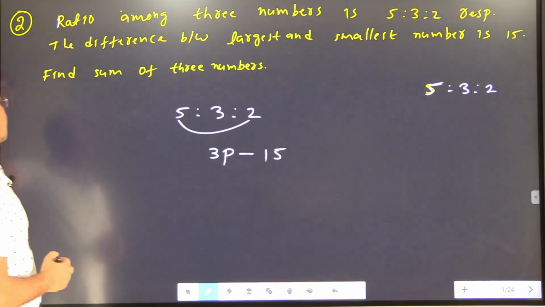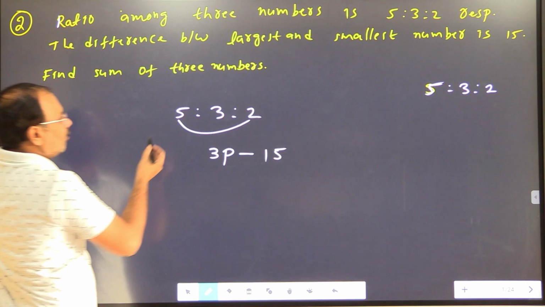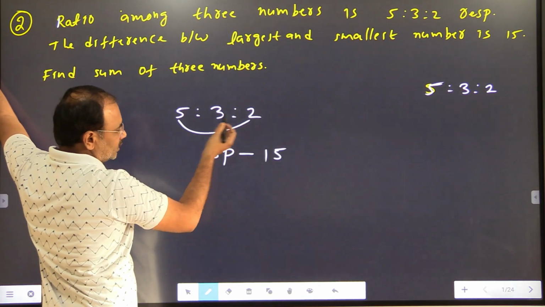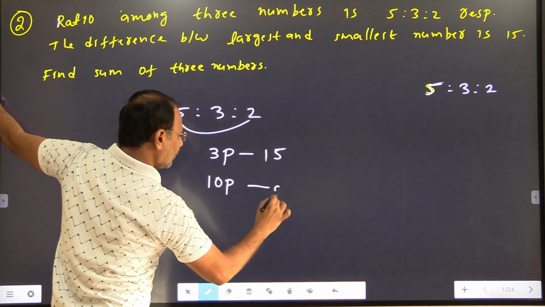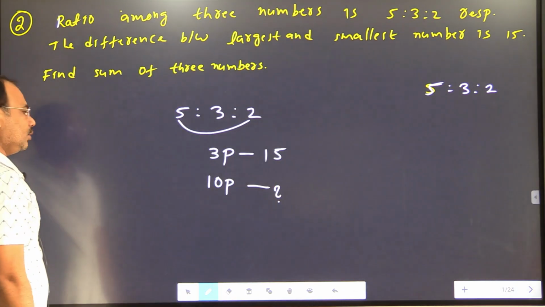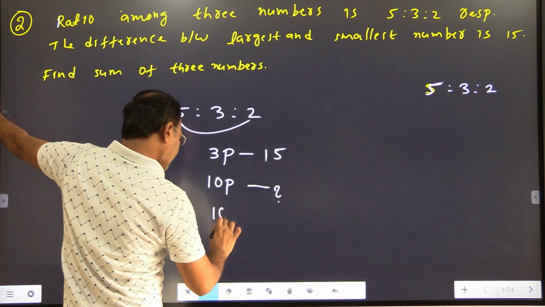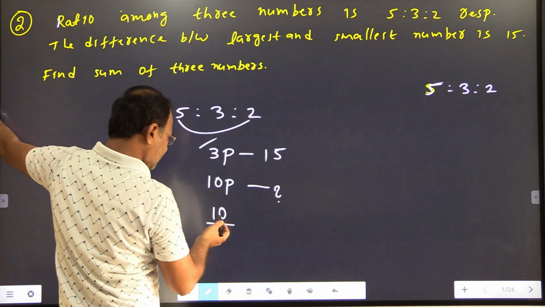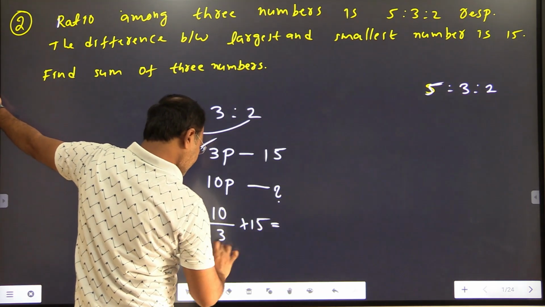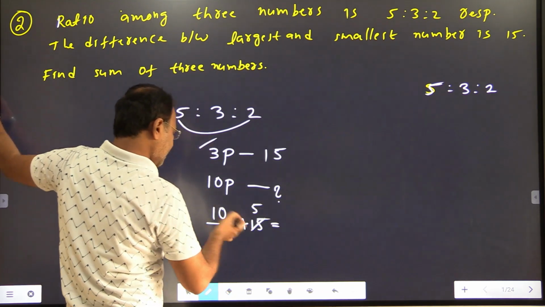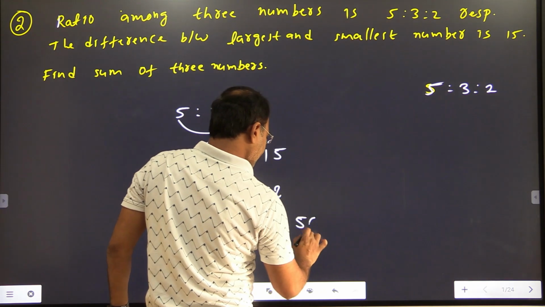Find sum of all three numbers. So total of three numbers is 5 plus 3 plus 2, 10 parts. If 3 parts are 15, then what about 10 parts? Write the required value on top and the given value below. 10 by 3 into 15. So 3 fives are 15, 10 into 5 is 50. So 50 is the answer.